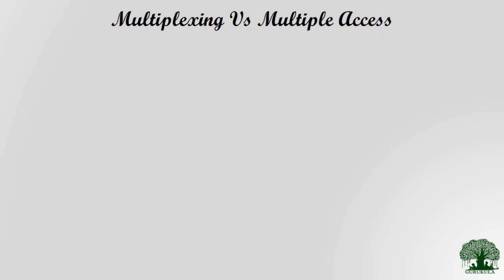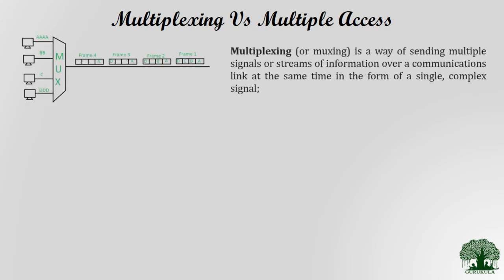Generally, what do you mean by multiplexing? Multiplexing is a way of sending multiple signals or streams of information over a communication link. When you look at the diagram, multiplexing is a concept where the information generated by different users is combined and sent over a common communication link, and this process is what we call multiplexing.